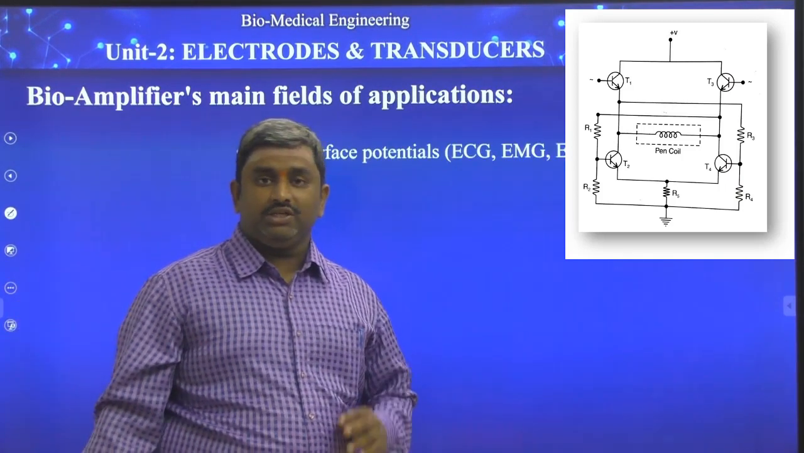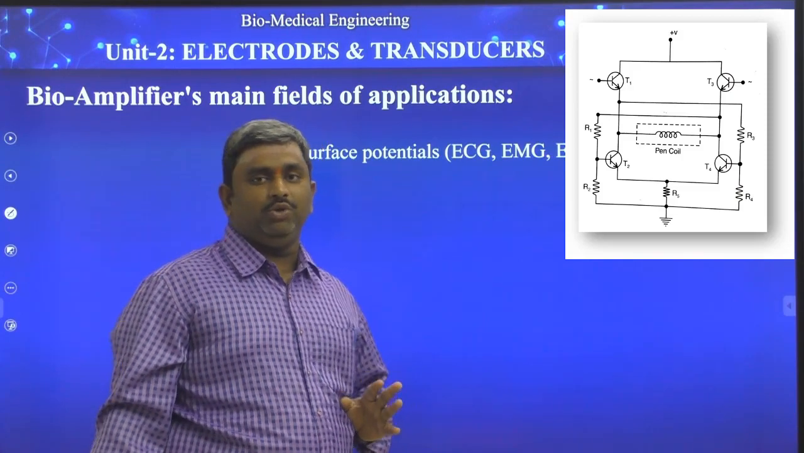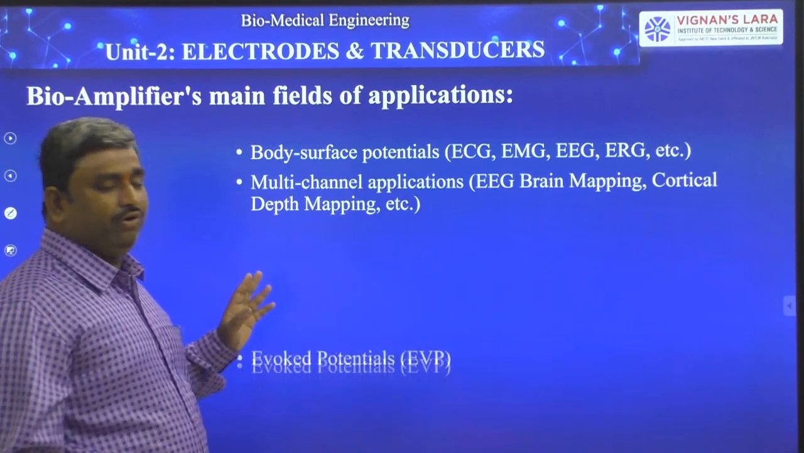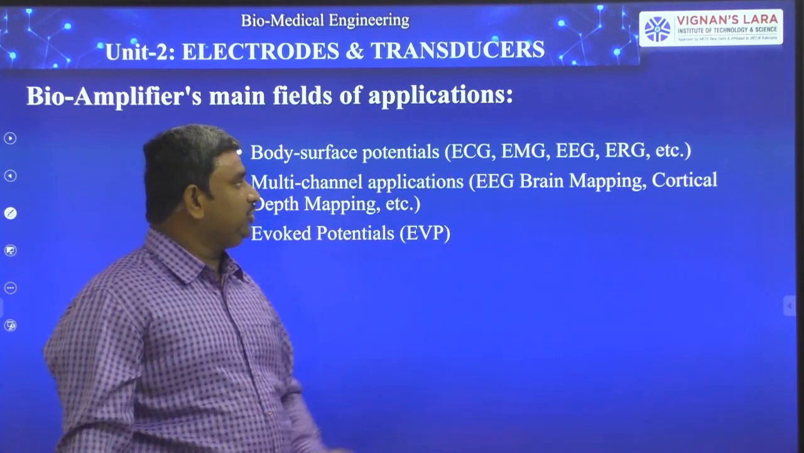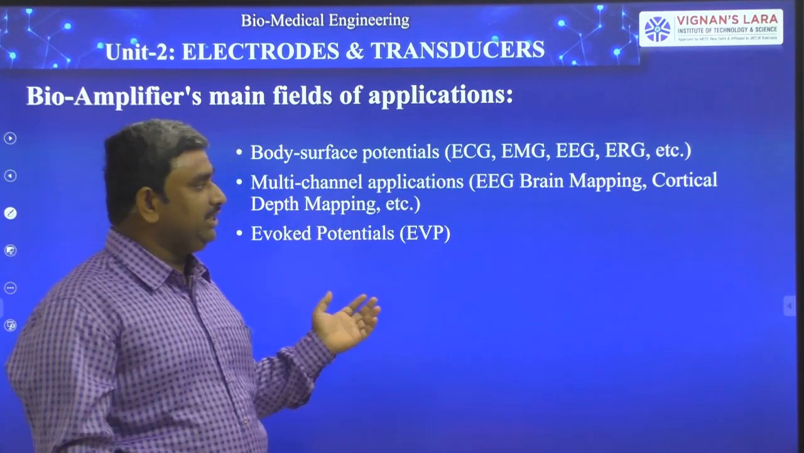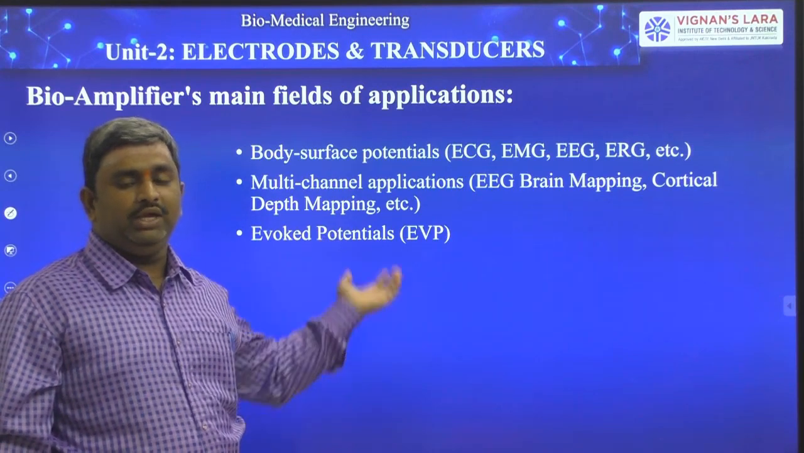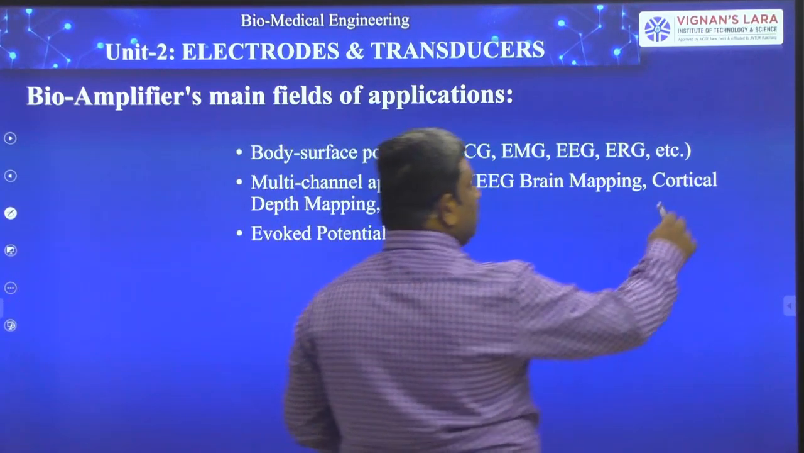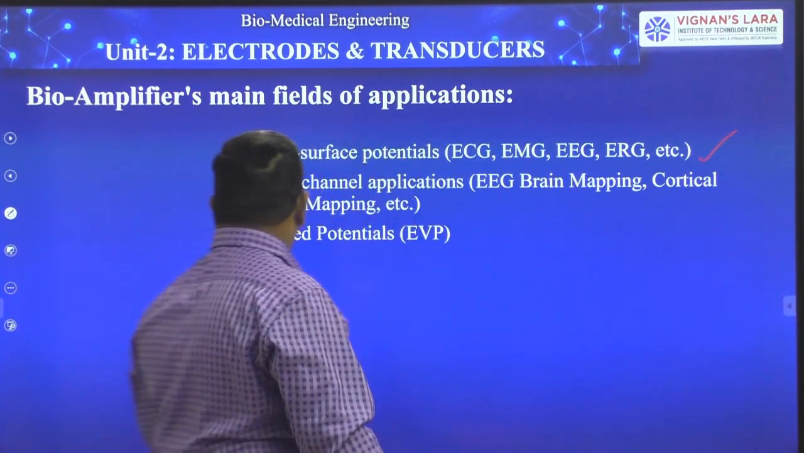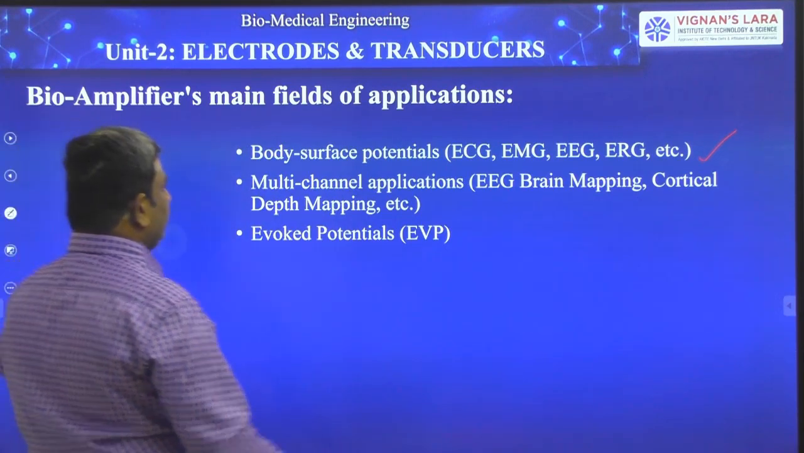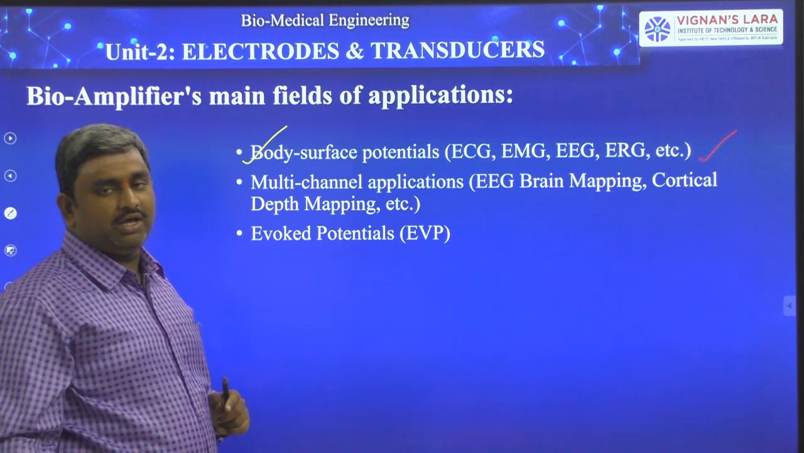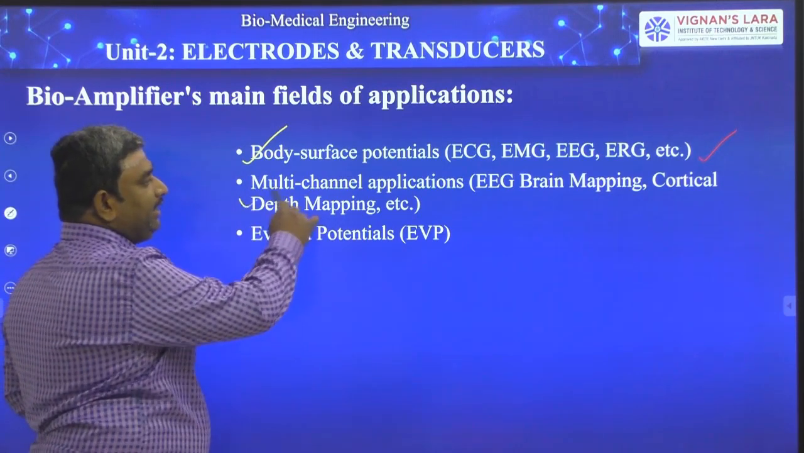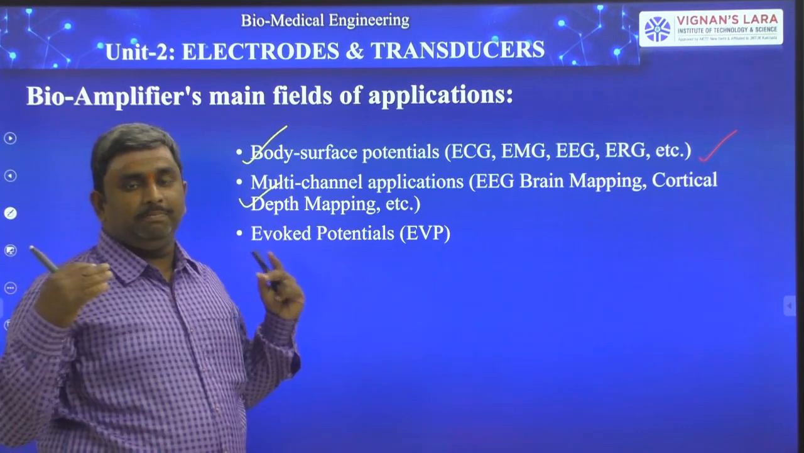And coming to this type of biopotential amplifiers, we majorly use them in different fields. The first one is body surface potentials, which are ECG, EEG, EMG, ERG, EOG, these types of potentials. This is where we are measuring with this type of electronic or biomedical equipment. In the previous days, these biopotentials were used for such biomedical equipment. And multi-channel applications, EEG brain mapping.